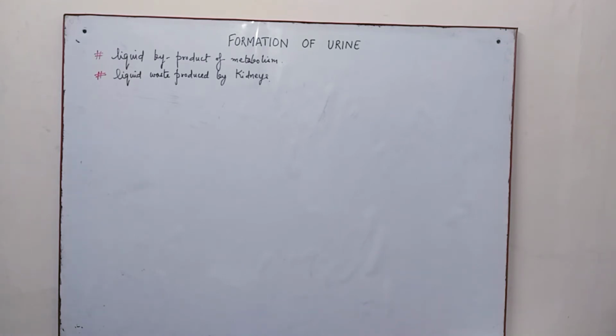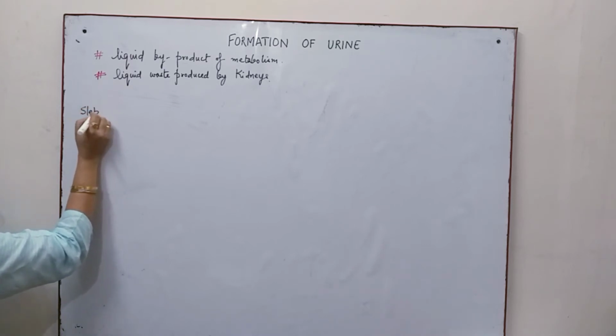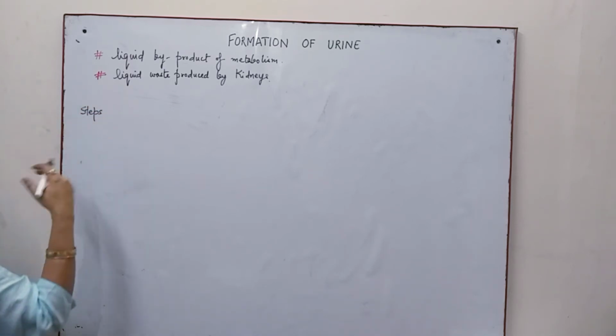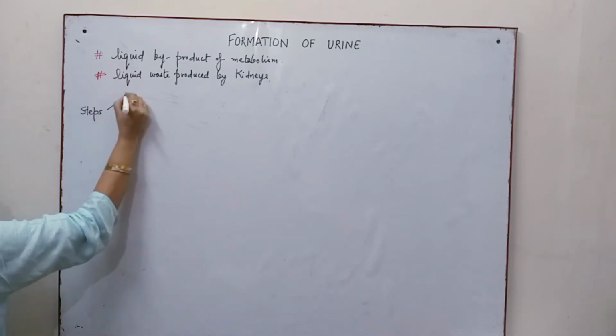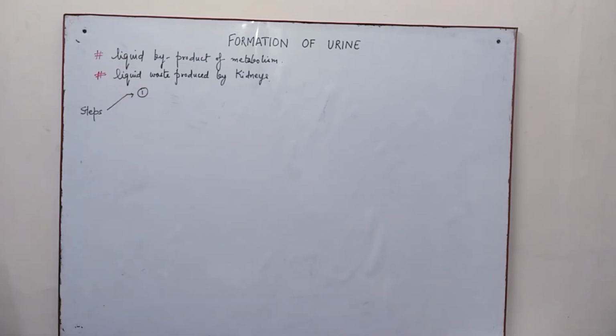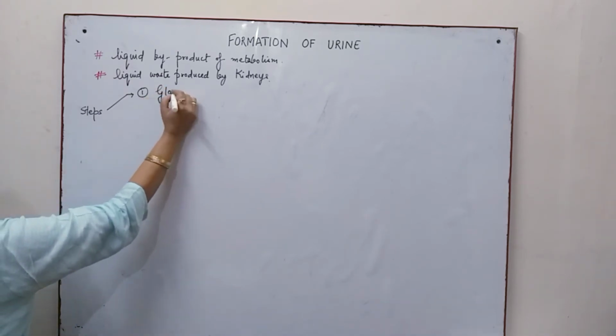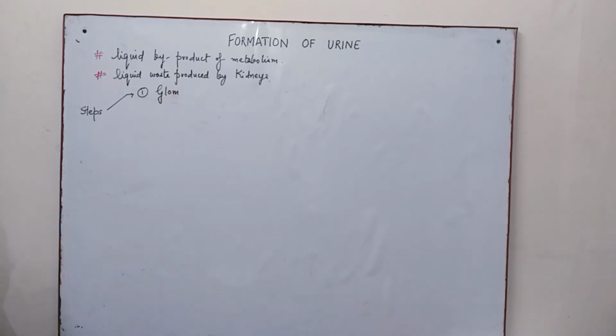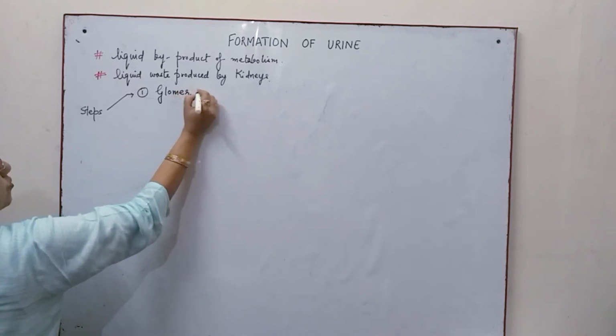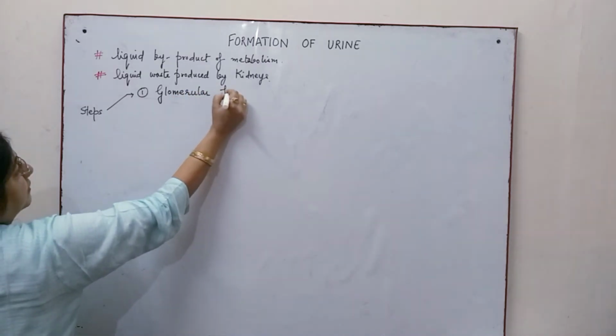Now, the urine formation is a very systematic process, and this systematic process has been divided into three major steps. So when we talk of the steps of the formation of the urine, first is the glomerular filtration. We will study each step properly so as to understand how the formation of urine actually takes place.